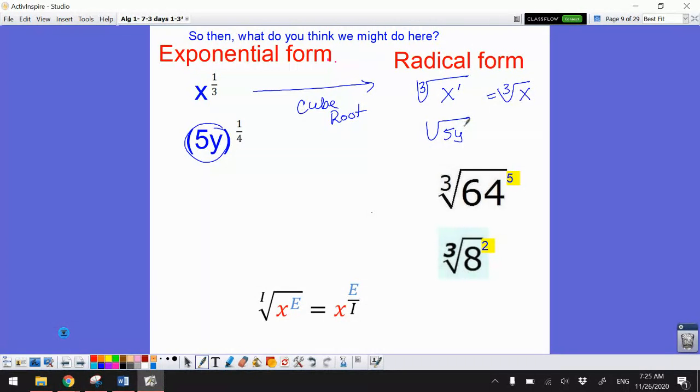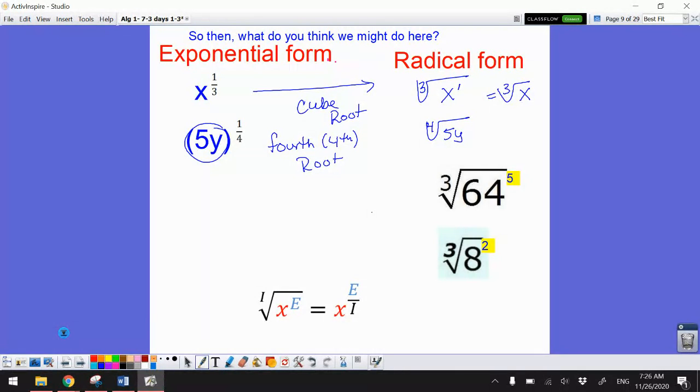I see that's a power of 1. I don't have to write it, but that's a power of 4. So this one we say fourth root. So fourth root of 5y. All right, what about this one?